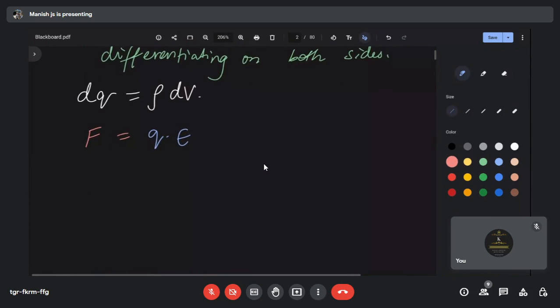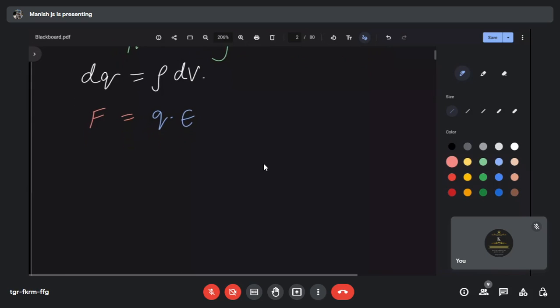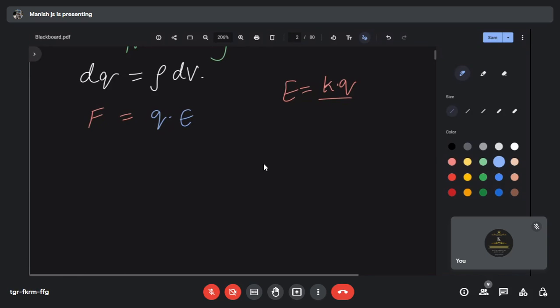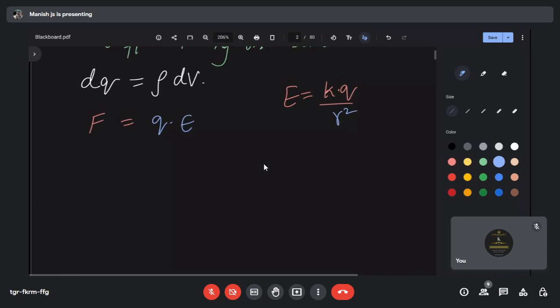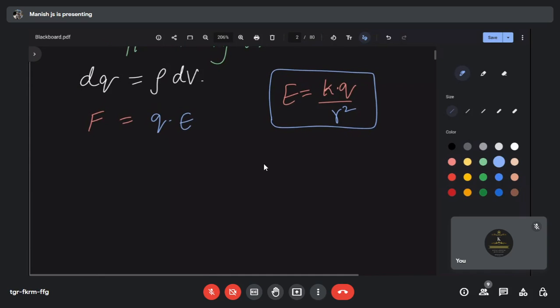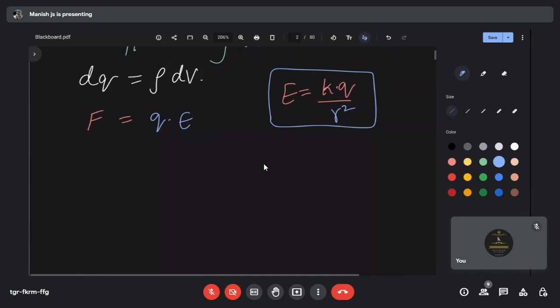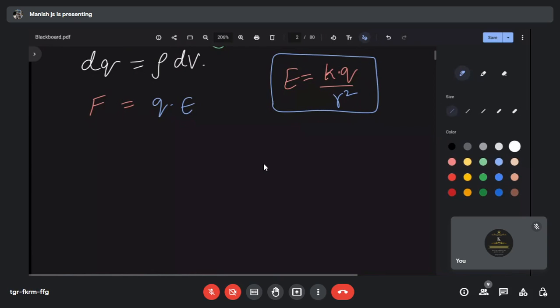So F is equal to q into E, but the formula for the electric field itself is in terms of the charge. Do you remember the formula? Is it kq by r, or kq by r square? It is kq by r square. This is one formula. Electric field is kq by r square, where k is 9 into 10 power 9, usually we take that value. Q is nothing but the charge distributed over the sphere in this case. So now we can substitute.